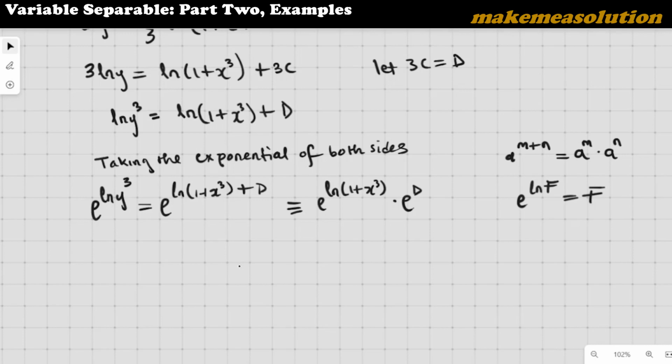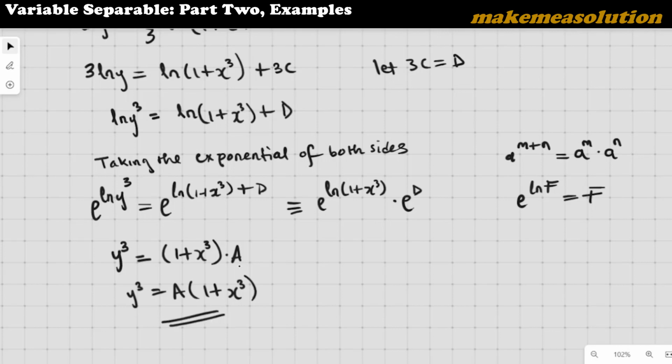So exponential ln y cube is y cube, then exponential ln 1 plus x cube is still going to be 1 plus x cube, and exponential d can be a constant a, for instance. So y cube is equal to a into 1 plus x cube. Is that okay? So this is how this problem arrives at its solution. So this is the general solution.